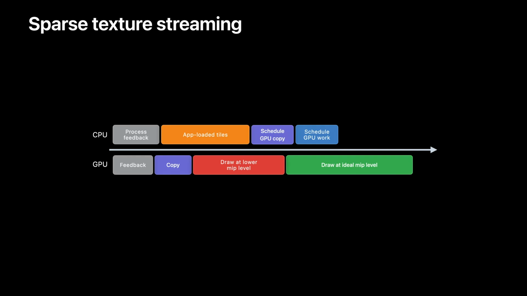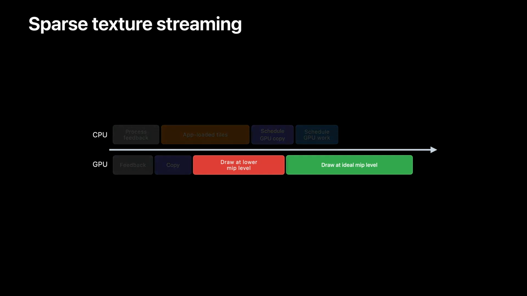First, decide what to load based on feedback from the previous frame. Second, load tiles from file storage. Third, copy from your staging area to your sparse textures. And finally, draw your frame. The longer it takes to load and copy means the more time your app draws with lower quality.